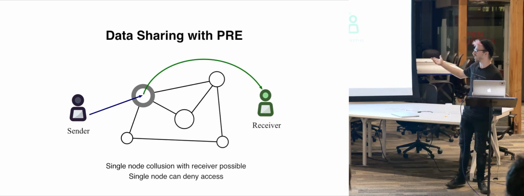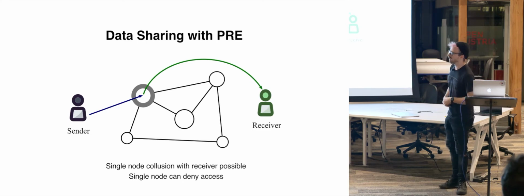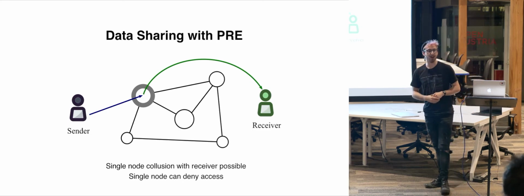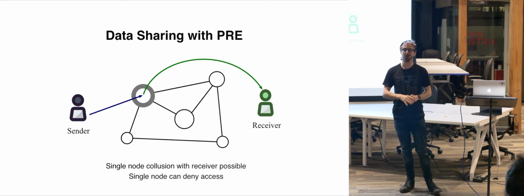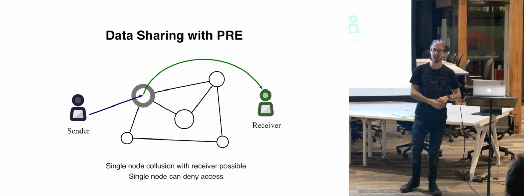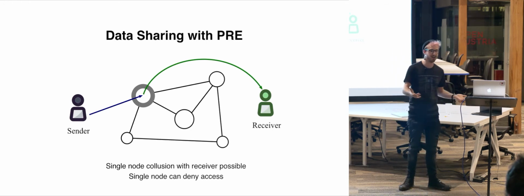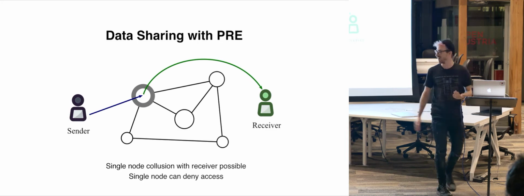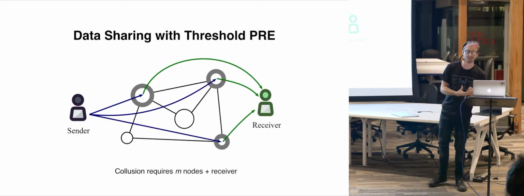Problematically as well, a single node can also deny access. So for some reason, say you're running a node in China, right? And you're a company that's running some nodes in China, and you've been told that you can't give access to Chinese citizens. Okay, well, there's a problem for Chinese citizens there. How else are they supposed to gain access to this data if they have to go through that one person? This is where threshold proxy re-encryption comes in.